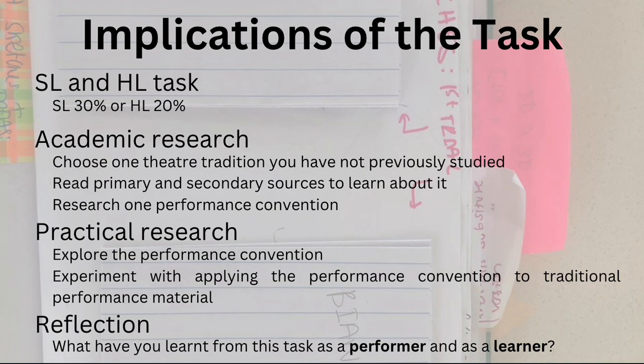You will have three main aspects of this task. The first bit is the academic research. This is about a choice of one theatre tradition, and it needs to be a theatre tradition you have not studied previously. So, for example, if you've done Shakespeare in Form 6, or Buto in Form 6, or Kathakali in Form 6, then you can't do those same theatre traditions when you're working on your final assessment task in Form 7.